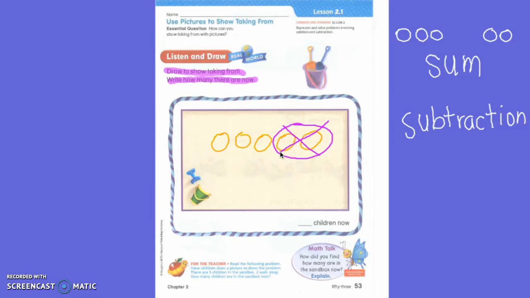So raise your hand and give me a thumbs up if you know how many children are still in the sandbox. First grade? 3. Wonderful. You are exactly right. It says, write how many there are now. So there are 3 children. 1, 2, 3. 3 children now in the sandbox. So please write your answer.